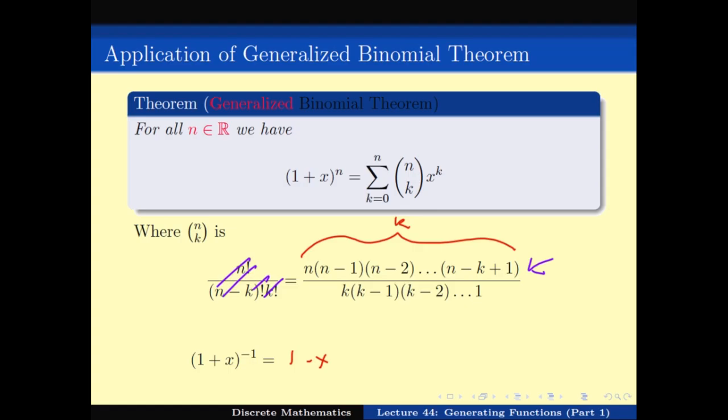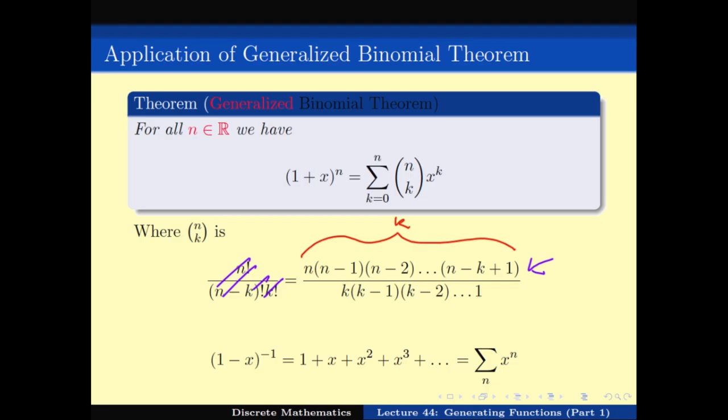What will be the next one? If k equals 2, then the bottom one is 2 factorial, which is 2, and the top one is minus 1 into minus 1 minus 1, which is minus 2. Summing them up, it is 1, so this will be plus x squared, and so on. And you can see that what you will get finally is that (1 + x)^(-1) is 1 minus x plus x squared minus x cubed, and so on, which is of course the summation over n of (-1)^n x^n. Very similarly, if I replace x with minus x, I will get (1 - x)^(-1) as 1 plus x plus x squared plus x cubed, and so on.